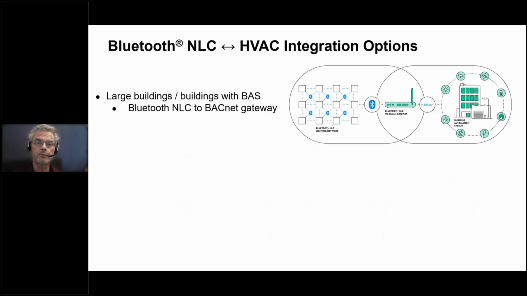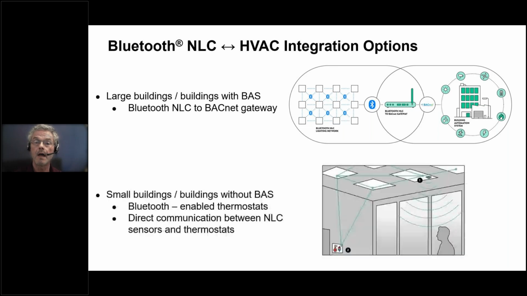In large buildings with a building automation system, a Bluetooth NLC lighting control system can communicate with the BAS through a BACnet gateway. For smaller spaces with no building automation system, a new Bluetooth NLC component profile is coming soon to let Bluetooth-enabled thermostats communicate directly in a standardized way with the occupancy sensors of a network lighting control system. This will support lighting HVAC integration even in smaller buildings with no BAS.